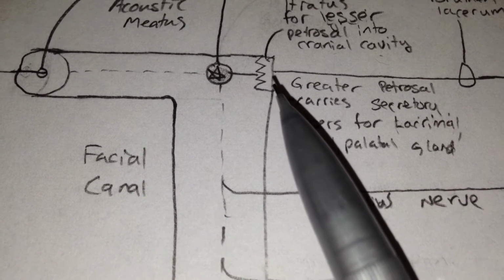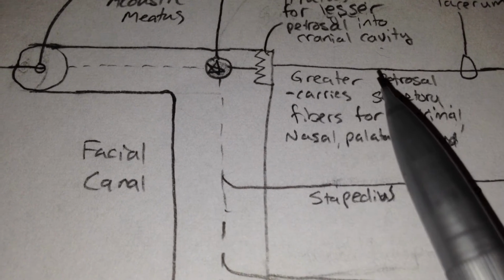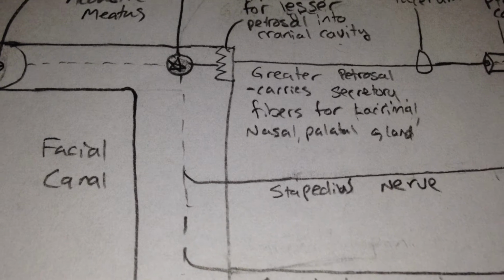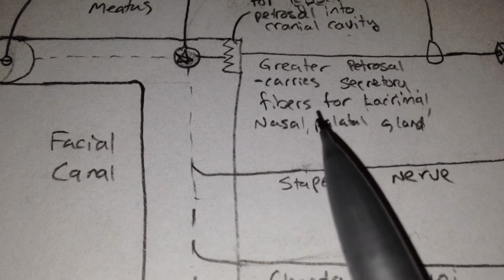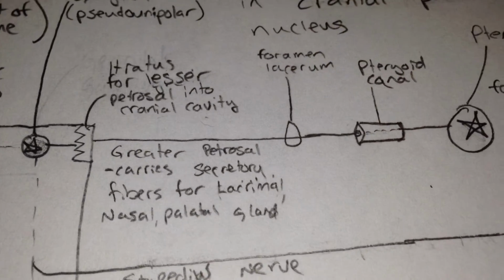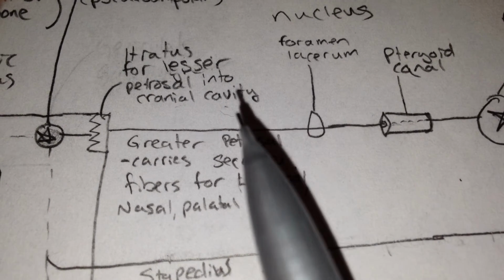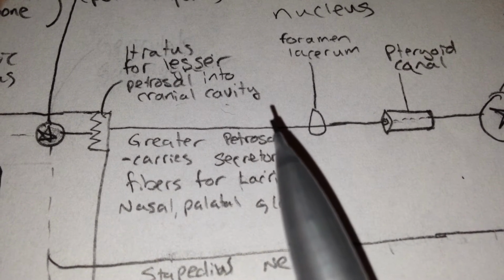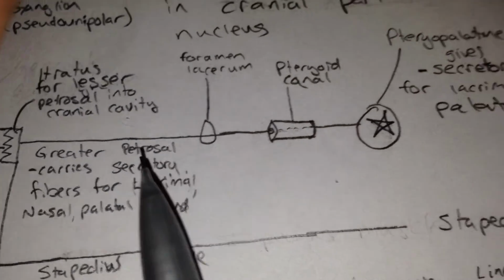Now, once the facial nerve goes to the hiatus for the petrosal, it's going to come out as the greater petrosal nerve. The greater petrosal nerve carries secretory fibers for the lacrimal, nasal, and palatal glands. If you remember, the greater petrosal nerve is going to go through foramen lacerum. The lesser petrosal nerve is going to go through foramen ovale. Don't get that confused.